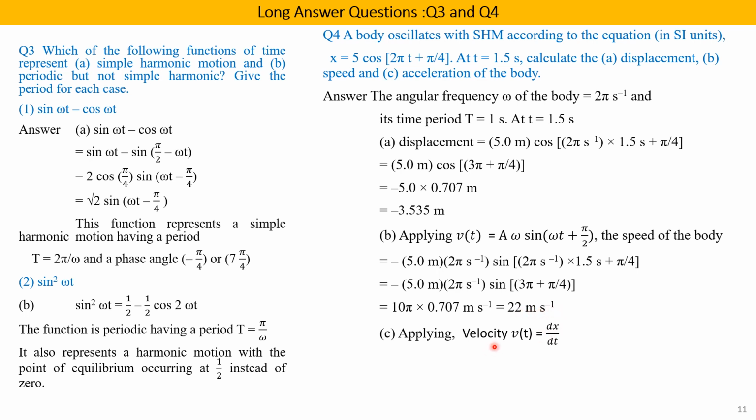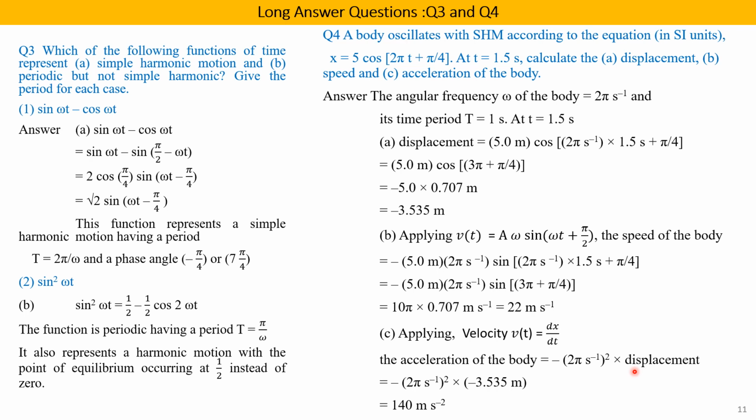For part C, acceleration is the derivative of velocity, dv by dt. So acceleration is minus (2 pi per second) whole square into displacement. Simplifying, that becomes 140 meters per second squared.